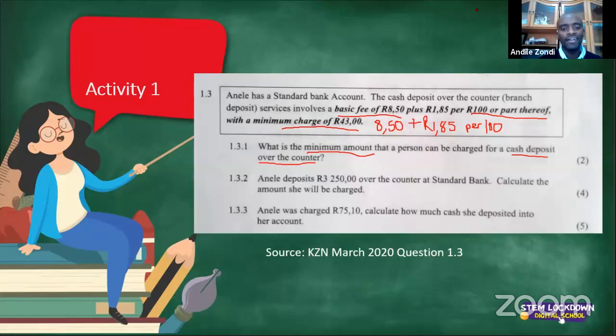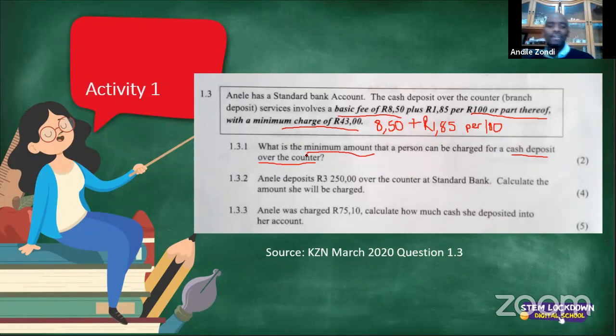Okay, a number of learners said 43 rands. Are they correct? Let's see. Yes, the minimum charge is 43 rands. Excellent, well done, learners. See how important it is to first analyze your statement before answering your questions.